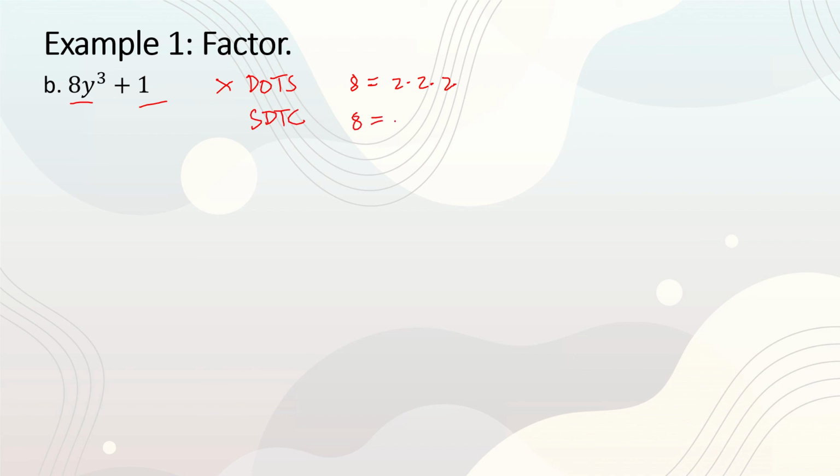First term is 8y cubed. 8 is 2 times 2 times 2. That's right, it's a perfect cube. Y cubed is y times y times y. How about 1? That's 1 times 1 times 1. So therefore, you can use SDTC in here.